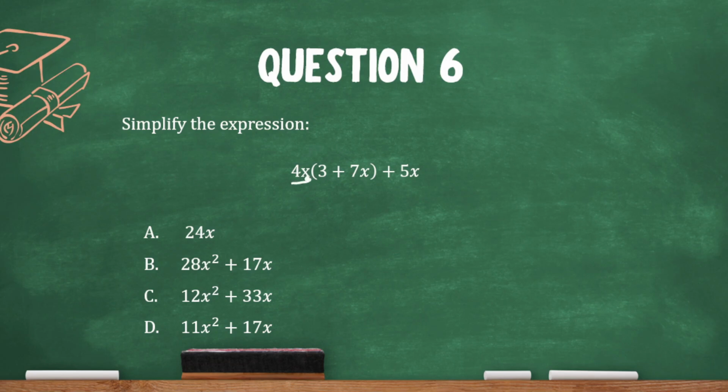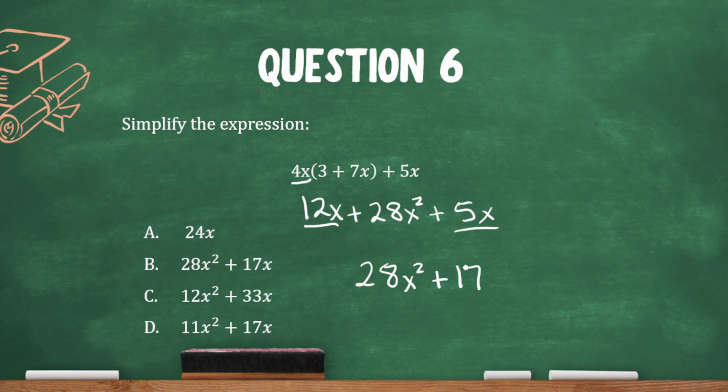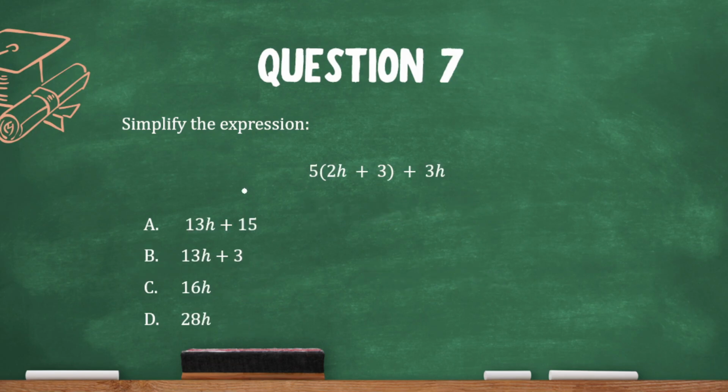Okay, let's distribute first and then we'll combine like terms. So 4x times 3 is 12x, and 4x times 7x is 28x squared. And we'll carry down this 5x. Now we can see we've got two like terms to combine. And let's write the x squared term first. So I'll just write 28x squared, and then I'll add those like terms together. 12 plus 5 is 17, so 17x. And that's B.